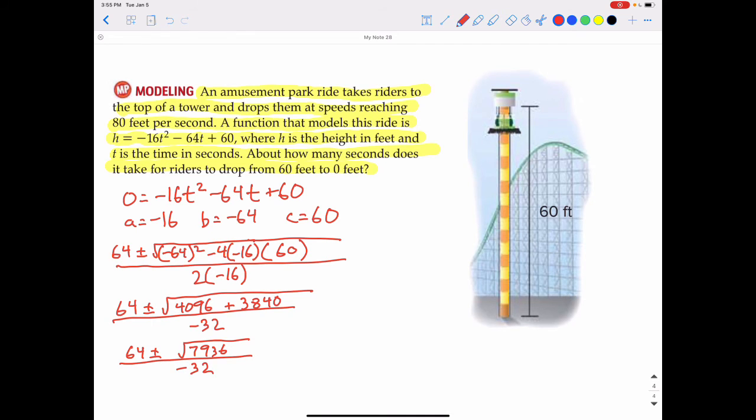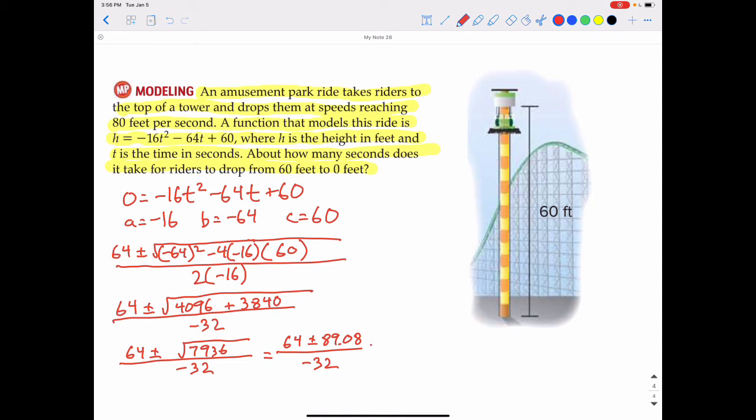Now, this is a word problem, and on word problems, I allow you to go to decimal estimates. So you don't have to worry about trying to break down the square root of 7,936. Go ahead and use a calculator to get a decimal estimate of the square root of 7,936. That's going to be about equal to 89.08. So 64 plus or minus 89.08 over negative 32. Since I allowed you to get a decimal estimate on this one, that means I don't have any square roots left over.